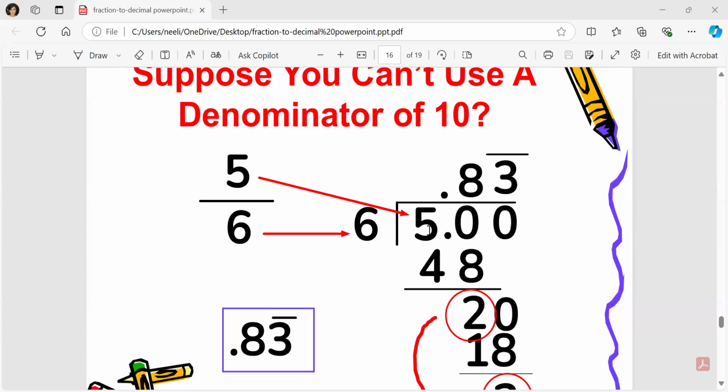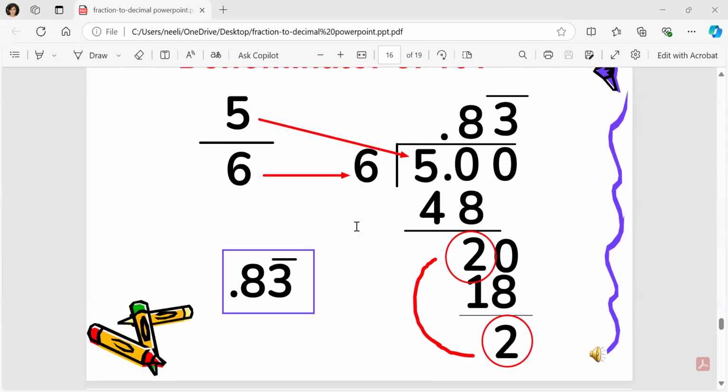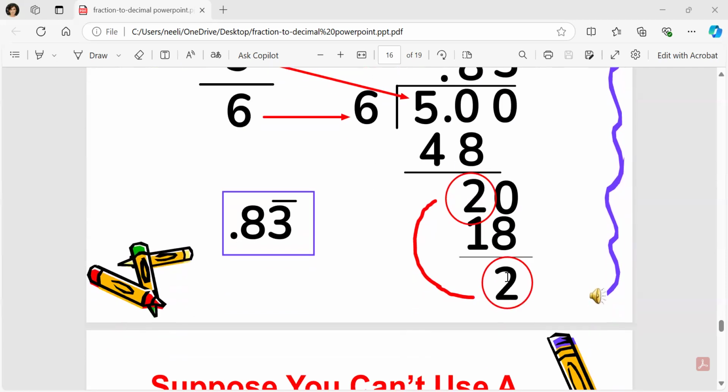Now here we can see 5 is smaller than 6. So what we'll do, we'll put the decimal first and then we'll take 50 at a time. Now 6 8s are 48. 50 minus 48 is 2. We'll note down 0 here, since we have already put the decimal here, so we can take a 0 at a time from the dividend. So now this has become 20. 6 3s are 18. Again 2.